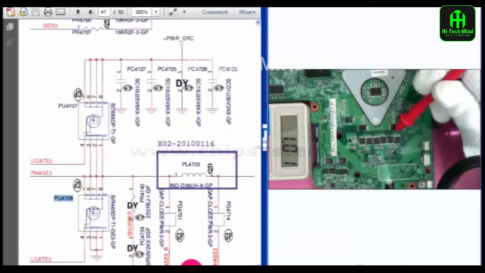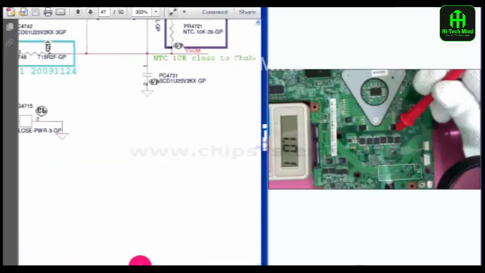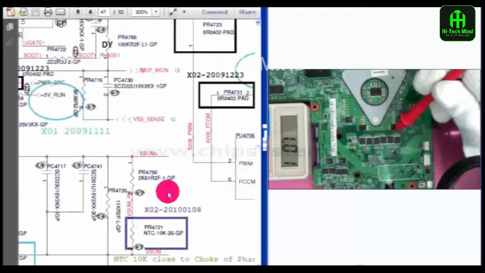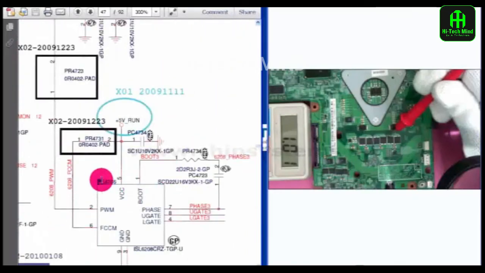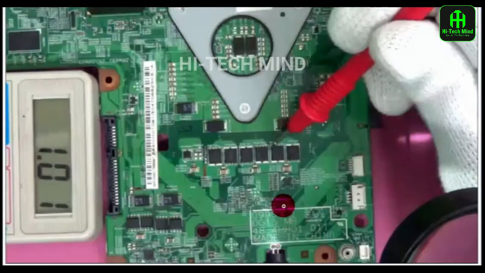Look at the schematics. External MOSFET gate driver IC number PU4706. This is MOSFET driver IC PU4706. Look at the image. This is the MOSFET gate driver IC. This is the upper MOSFET. This is the lower MOSFET. This is the upper MOSFET gate.